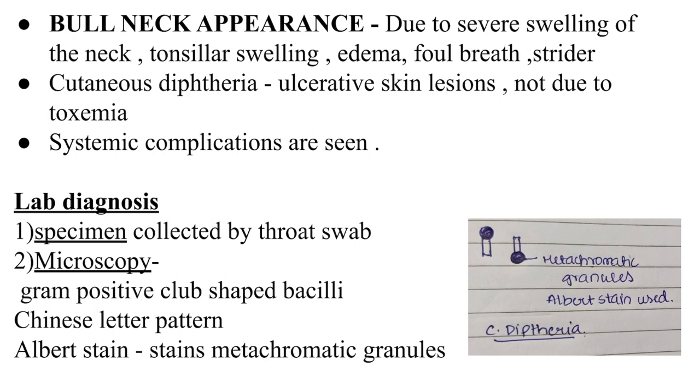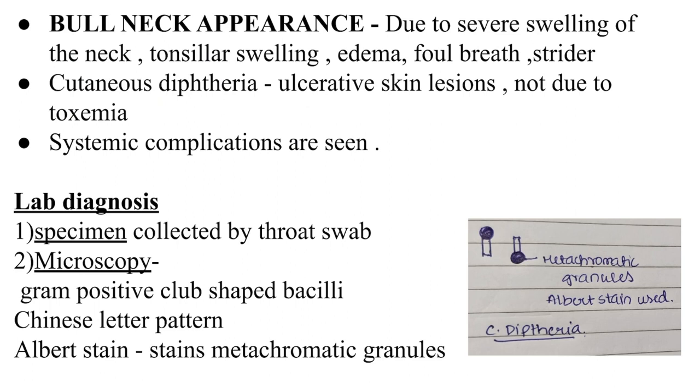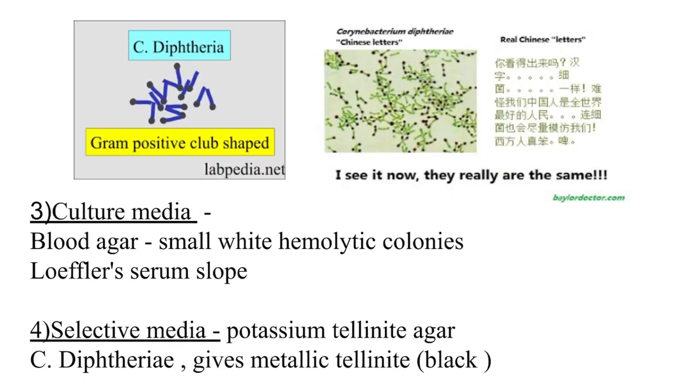When you observe it under the microscope, this whole arrangement of the bacilli resembles the Chinese letter pattern. See, in the picture, this arrangement of the bacilli resembling the Chinese letter pattern. That is why we also call this the Chinese letter pattern arrangement, and Albert stain is used to stain metachromatic granules.